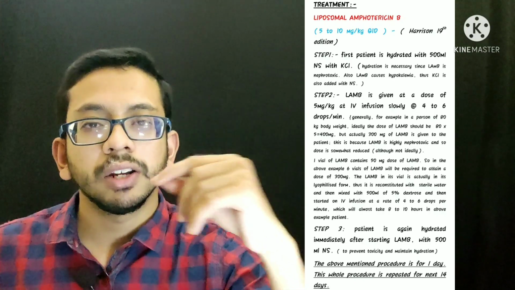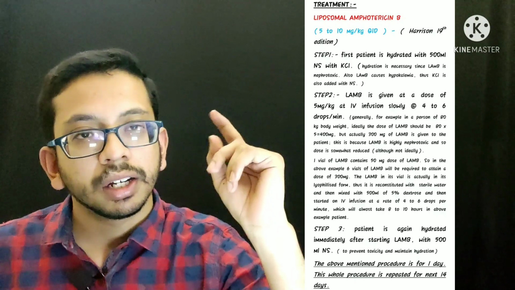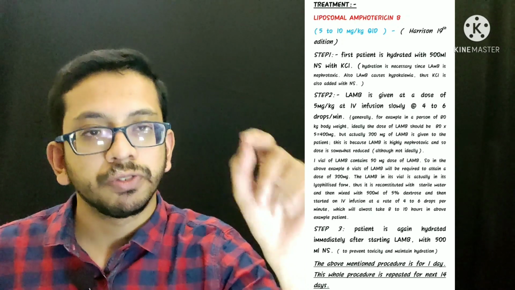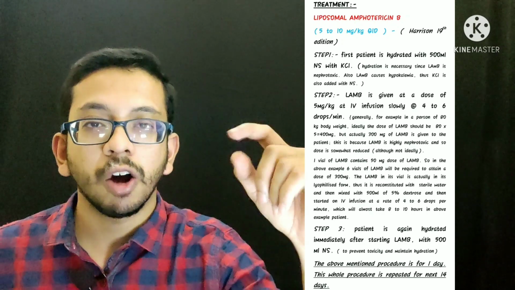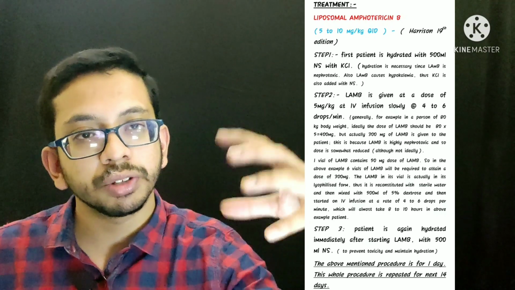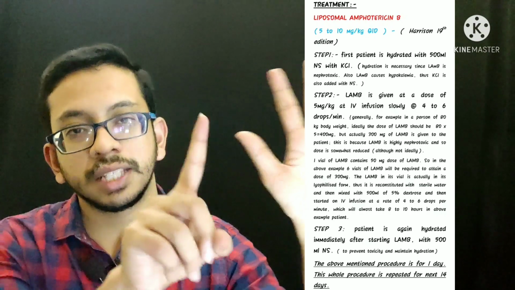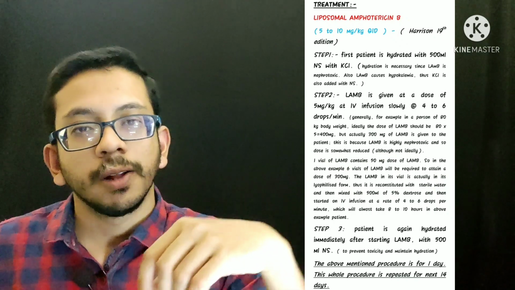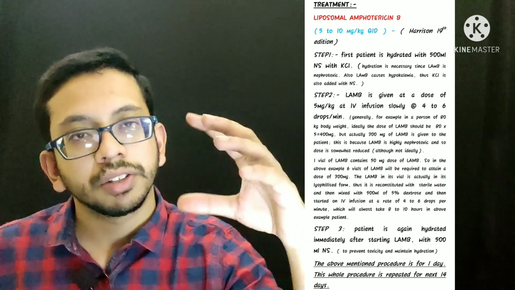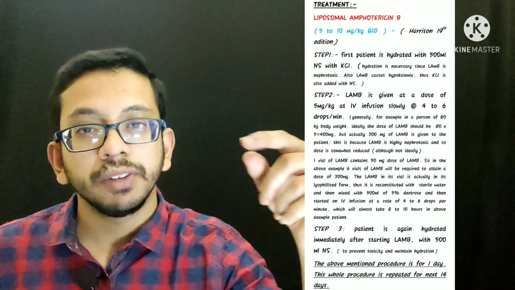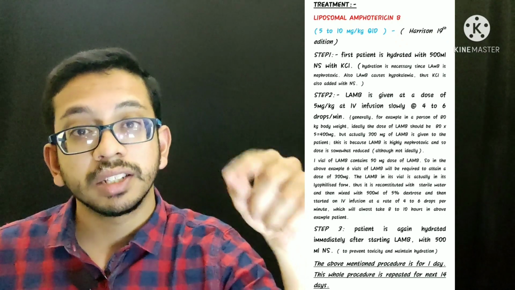Now how will I actually infuse 300 milligram of LAM? See, one vial of LAM contains 50 milligram of LAM. So how many vials do I need to infuse 300 milligram of LAM to my patient? I will need 6 vials for that. Now I will take all the 6 vials, means 300 milligram of LAM.